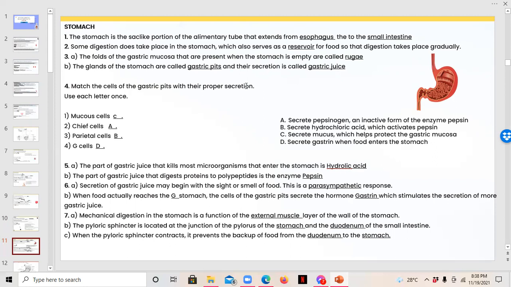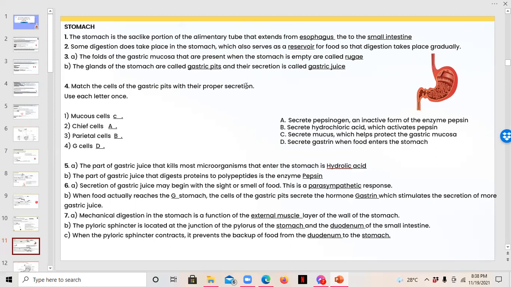Number 1. Mucus cells. The answer is letter C. Secrete mucus which helps protect the gastric mucosa. Number 2. Chief cells. The answer is letter A. Secrete pepsinogen, an inactive form of the enzyme pepsin.